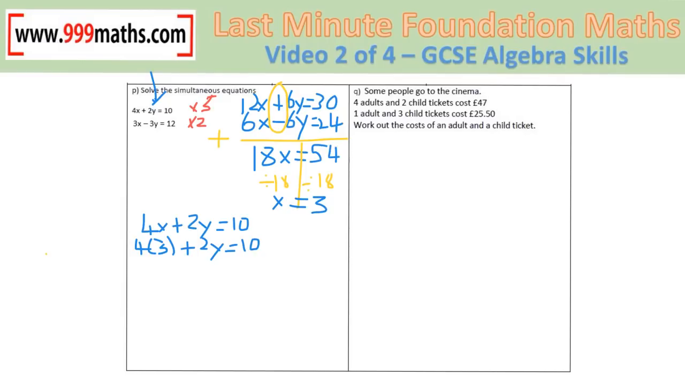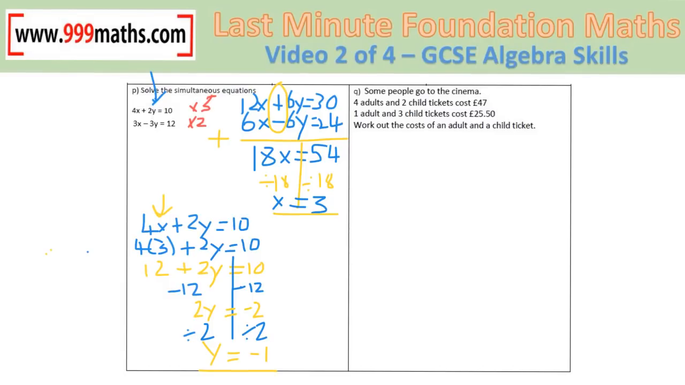You'll see here I've substituted in 3 into the value of x. 4 times 3 is 12. 12 add 2y's is worth 10. Solving this equation will give me the value of y. Final answer, x equals 3 and y equals -1.